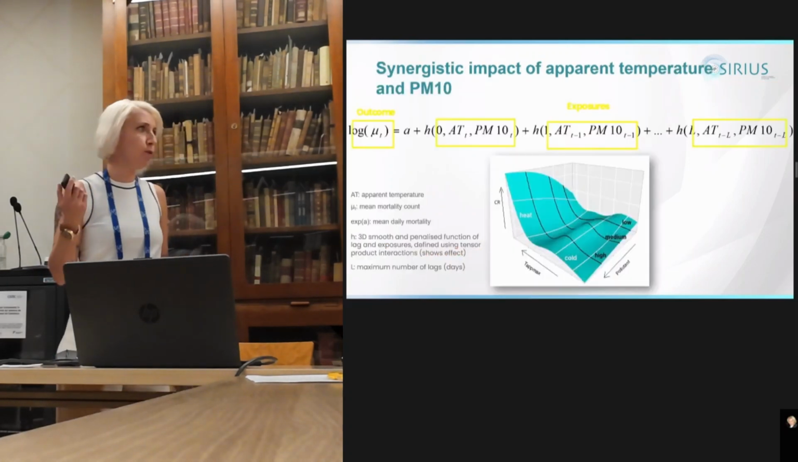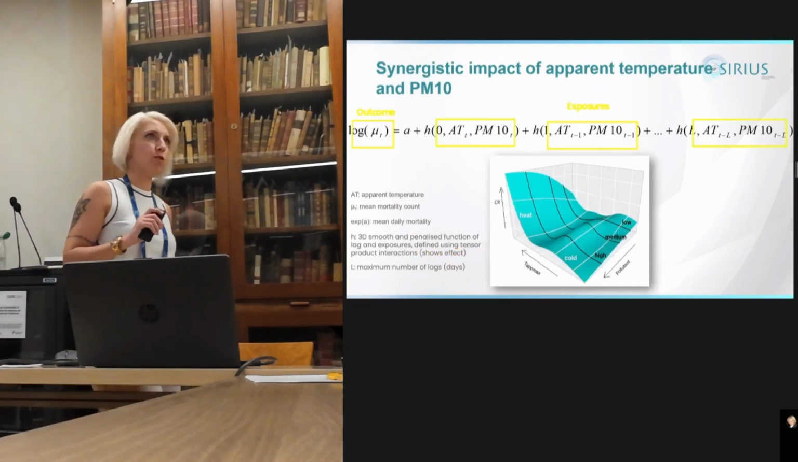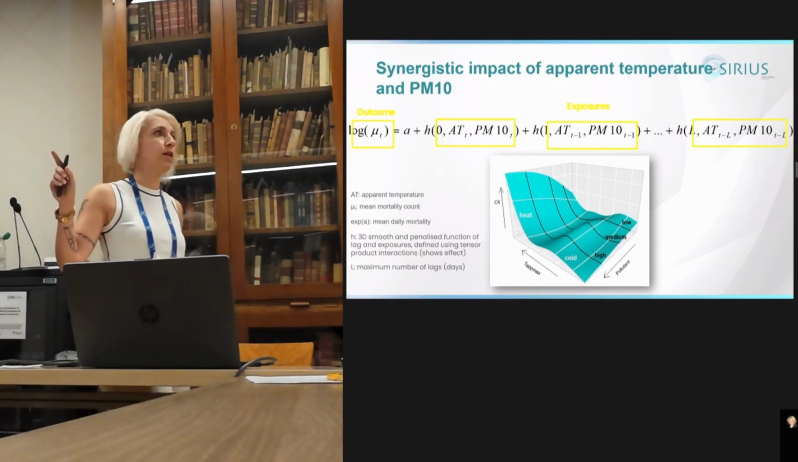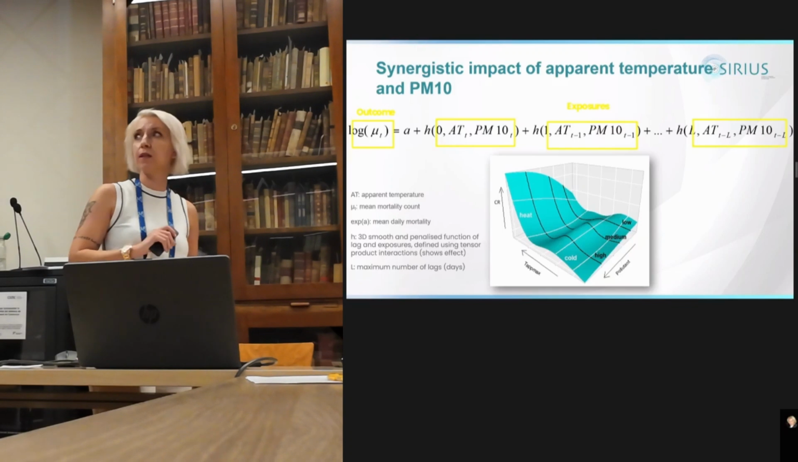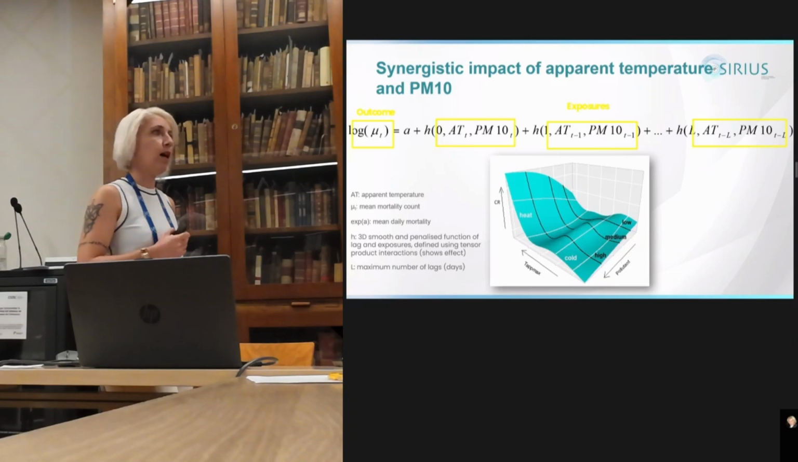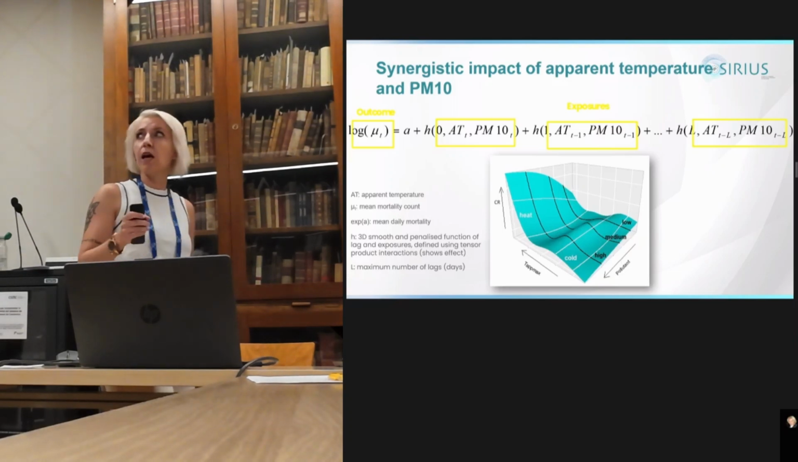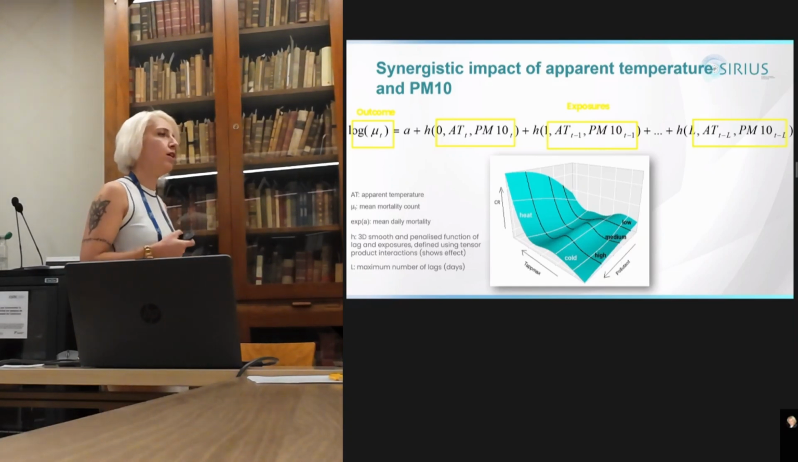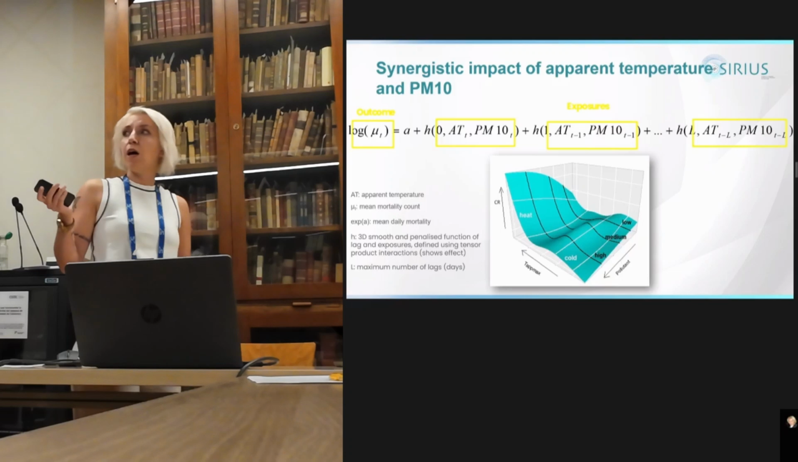Just to have an overview, this is one equation that describes the simultaneous exposures from apparent temperature and exposure to various PM10 levels. These exposures are stratified in different lags along the temporal dimension. And all these exposures have a certain outcome on health, in our case, the daily mortality.